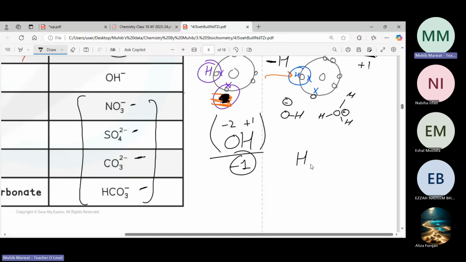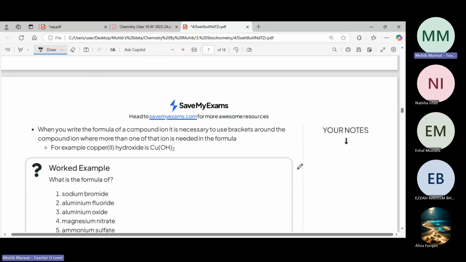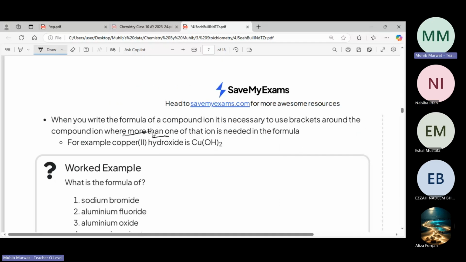H3O. If you look at this example, the oxidation state of oxygen is -2 and the oxidation state of hydrogen is +1. There are 3 hydrogen atoms, so +3 and -2 will become +1. That's why we write +1 on H3O. Are we good? Yes, sir. Perfect. This one is the anion, this one is the cation; this will have positive charge, this will have negative charge.